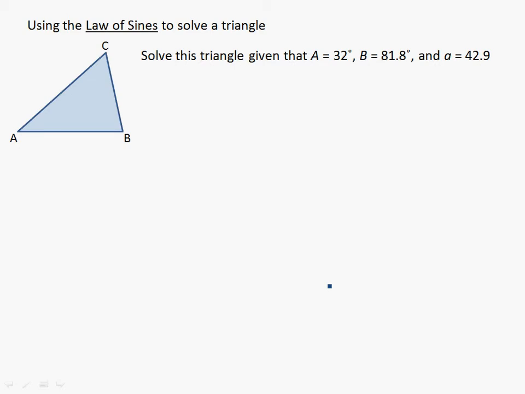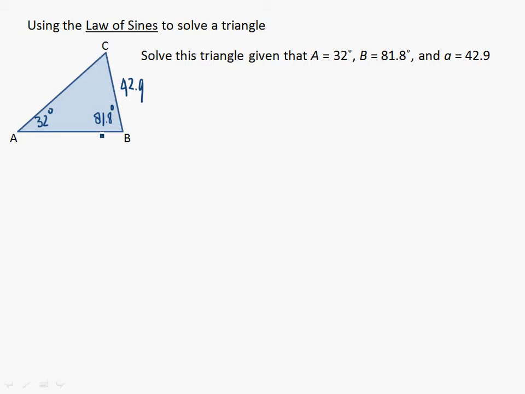So here's a triangle. We are given that angle A is 32. I lost my marker. So angle A is 32. Angle B is 81.8. And side A is 42.9. So where's the 42.9 go? Okay, good. Okay, so how can I solve this triangle?